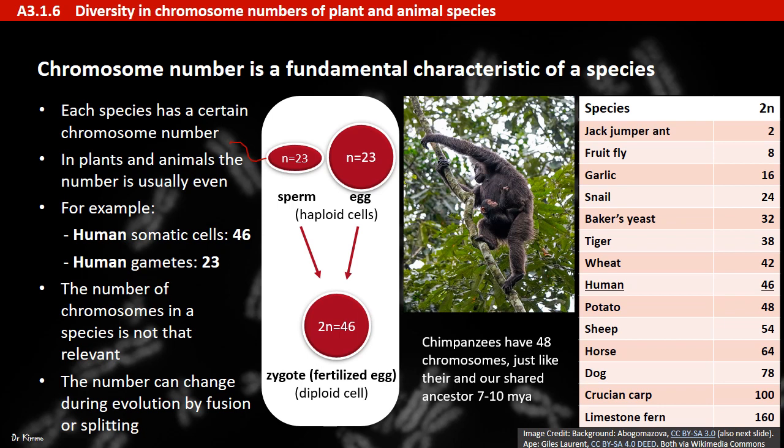The number of chromosomes can change during evolution by fusion or splitting. For example, chimpanzees have 48 chromosomes, whereas humans have 46, which means they have one more pair than we do. And that's what their and our shared ancestor also had. It had 48 chromosomes, and at some point in the human lineage, two of the chromosomes fused to form one chromosome.